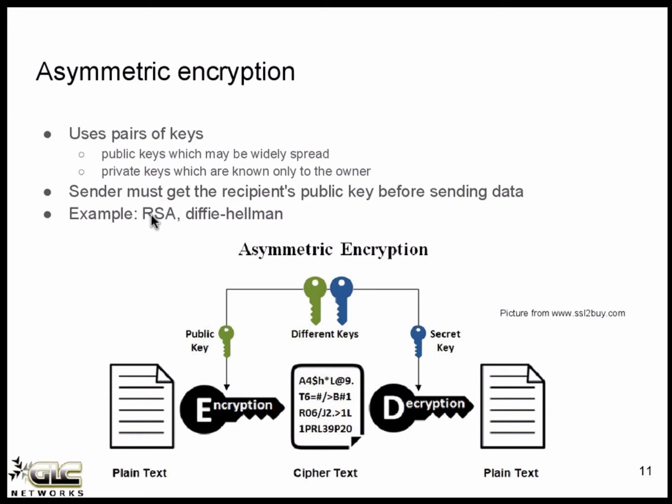When they want to send a message to you, they will use your public key. Example algorithms are RSA, which is very famous. RSA stands for Rivest, Shamir, and Adleman. Another example is Diffie-Hellman. Here we use the public key for encryption, and when it arrives to you, you can decrypt it with the private key. So this is the public key on the left, and the private key on the right.